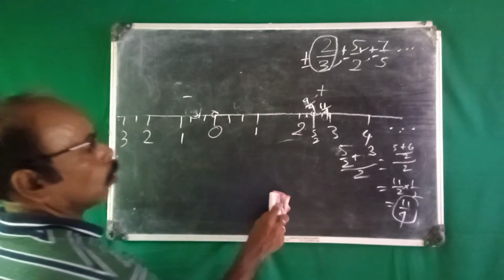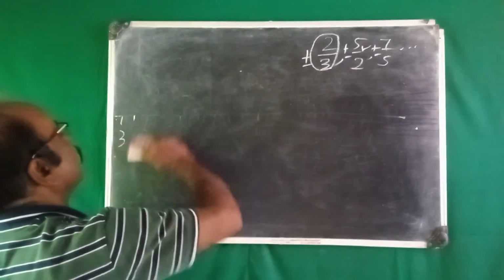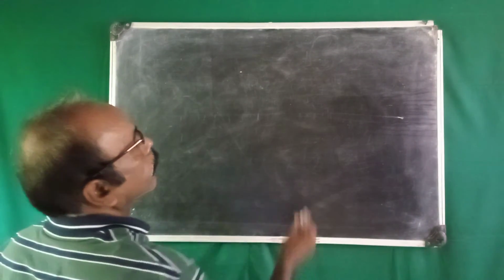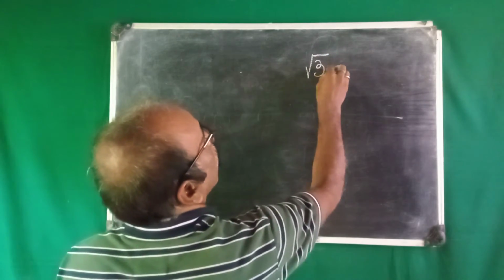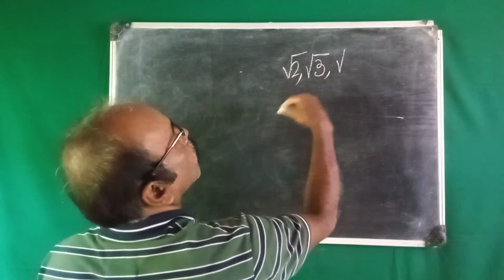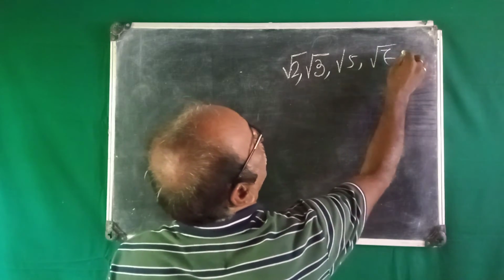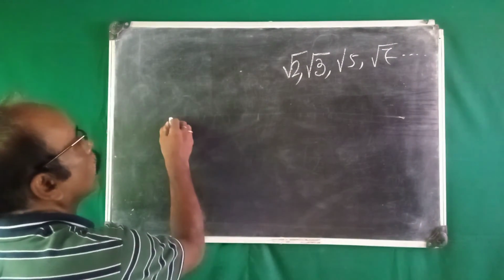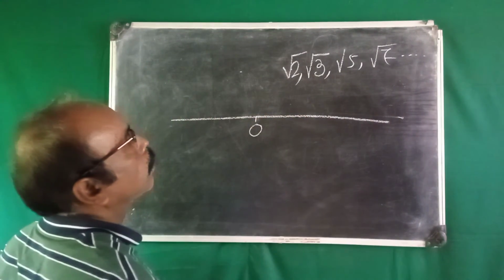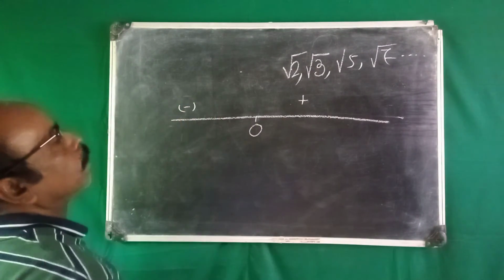Then we also put the irrational numbers on the number line. How can I put irrational numbers such as root 2, root 3, root 5, root 7 and so on? First of all, we draw a straight line and mark the middle as 0. This side is positive, this side is negative.